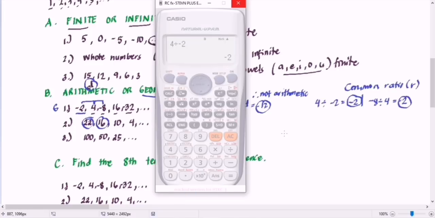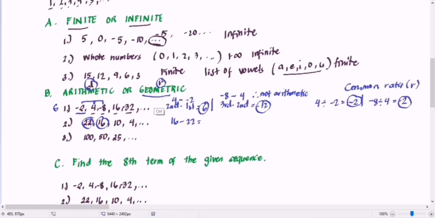Excuse me. So, i-manual lang na natin. 16 minus 22, that is equal to negative 6. So, meron tayong sagot na, unang sagot, yung second minus first natin, negative 6.